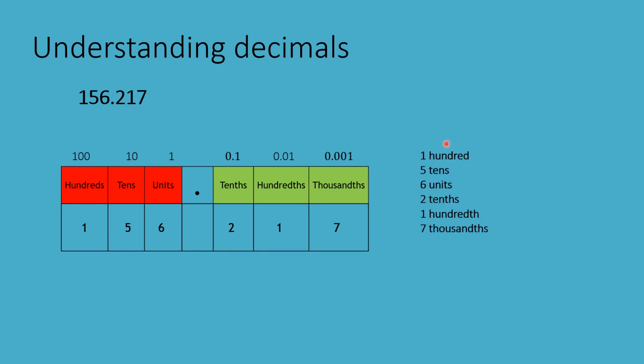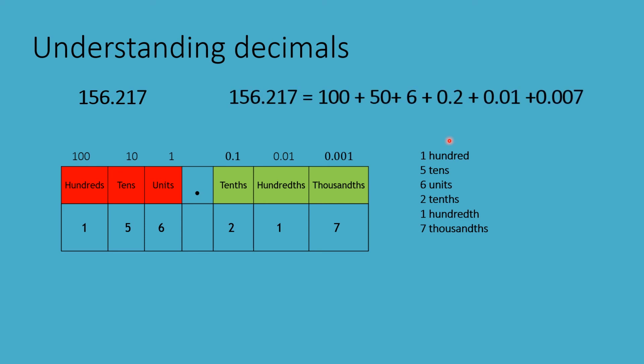So this is it all written out. And when we add all of these together, we get our number 156.217. So in other words, we've just deconstructed this decimal into its place values and columns to understand it better.